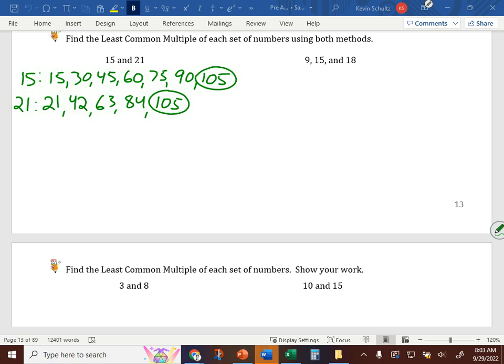Okay. Again, listing method, pretty straightforward, but there is the potential, especially when adding 15 and 21, to perhaps make a mistake and then get off. Okay. Table method.